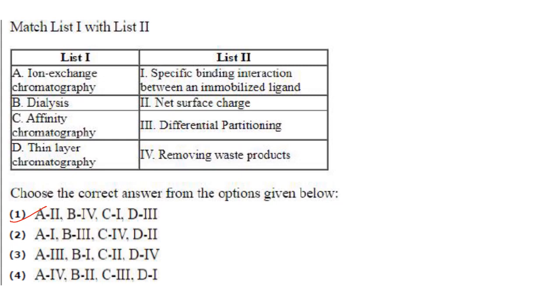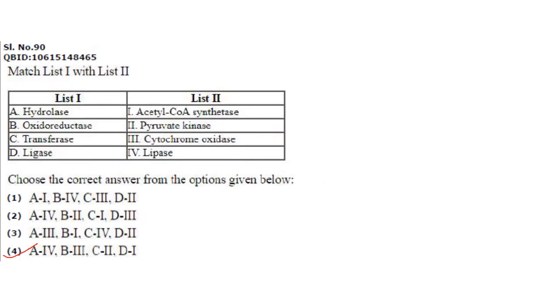Affinity chromatography, specific binding interaction between an immobilized ligand. So it is a ligand receptor method of binding involved in affinity chromatography, and thin layer chromatography is based on the principle of differential partitioning. So the answer is option 1. A2, B4, C1, D3.